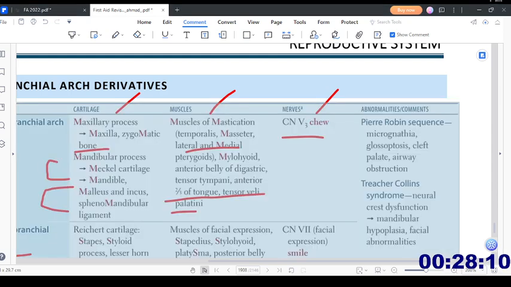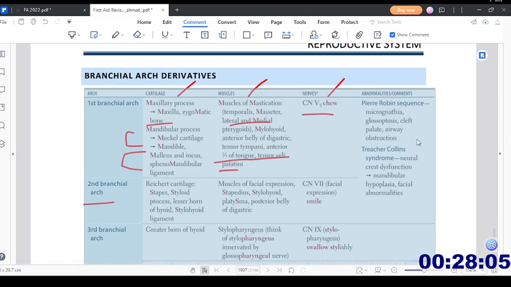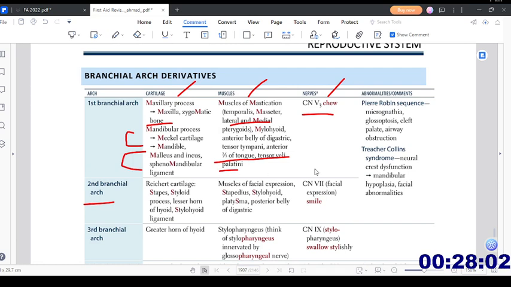Talking about the second pharyngeal arch, the second pharyngeal arch will give rise to Reichert's cartilage. Reichert's cartilage will give rise to the stapes, the styloid process, the lesser horn of the hyoid bone, and the stylohyoid ligament.